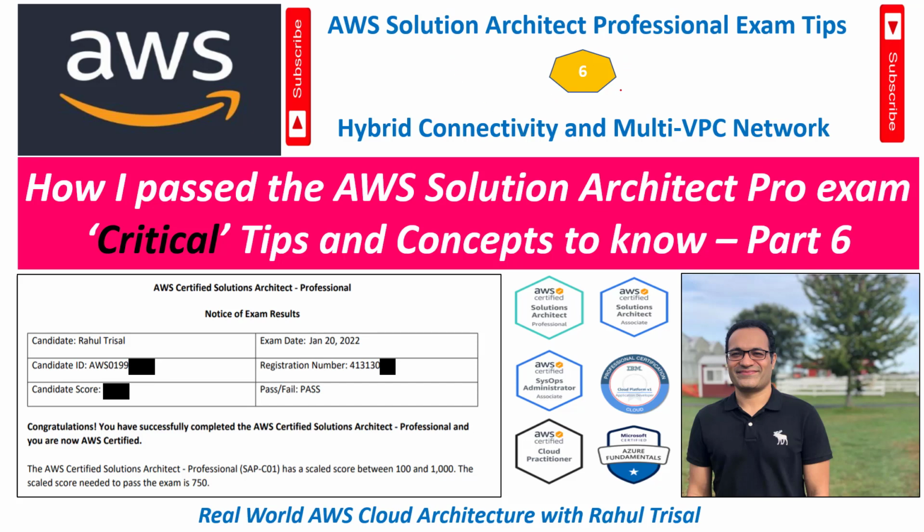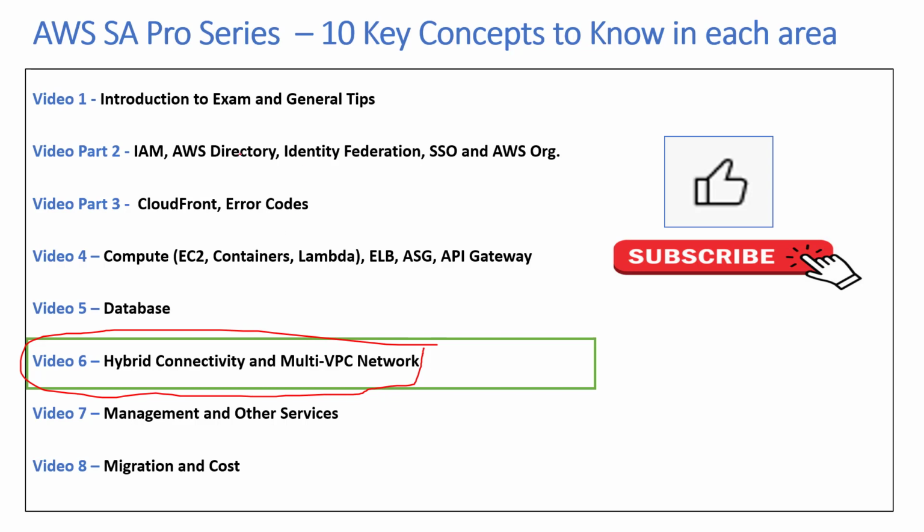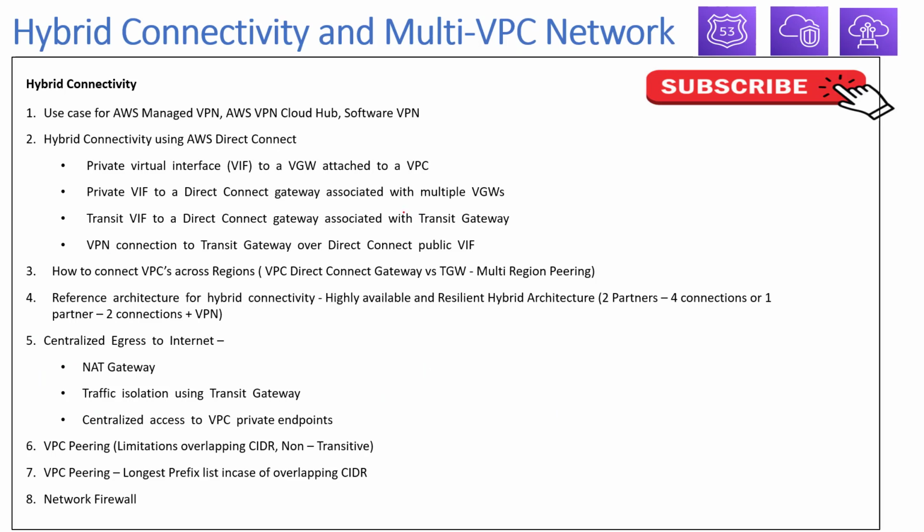This is the sixth video on the series AWS Solution Architect Professional Exam Tips. And this will focus on an important topic, hybrid connectivity and multiple VPC network. So these are some of the topics that we've already covered, and this is the sixth one that we'll cover in this video. So this topic has two important subtopics.